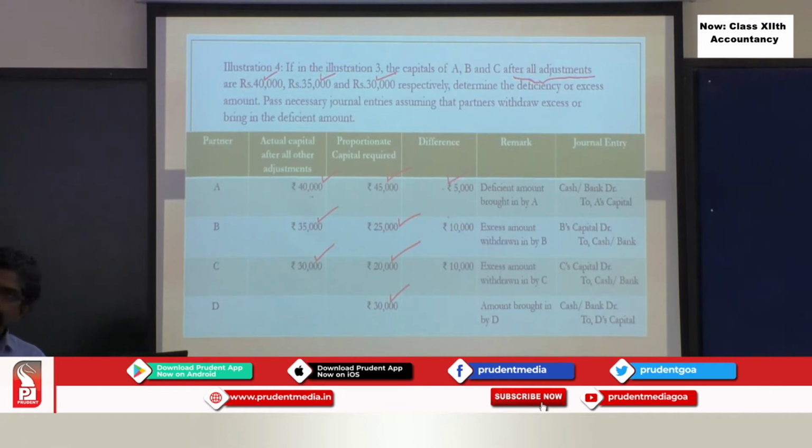What should A do? He should bring in capital; his capital account should be credited, he will be a giver. So, cash or bank account debtor to A's capital account. The partner brings in cash to the firm, the deficient amount.